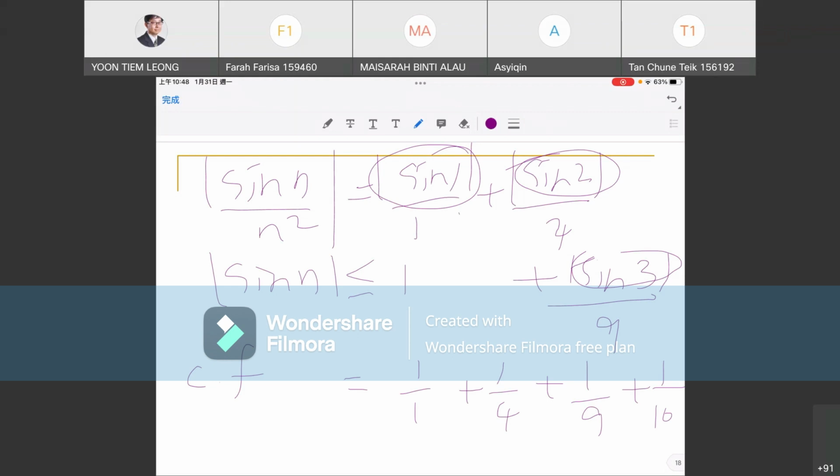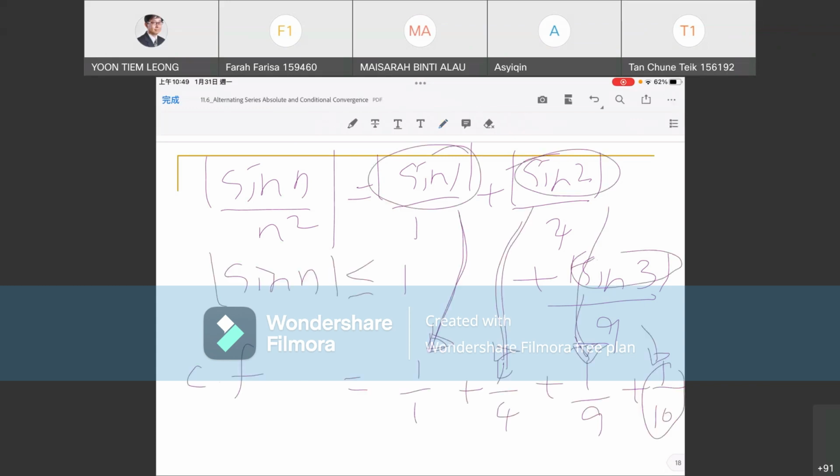So sine 1 over 1 must be less than 1 over 1. Sine 2 over 4 must be less than 1 over 4. Sine 3 over 9, I said it wrongly. Sine 1 over 1 must be less than 1. Sine 2 over 4 must be less than 1 over 4. Sine 3 over 9 must be less than 1 over 9. And sine 4 over 16 must be less than 1 over 16.